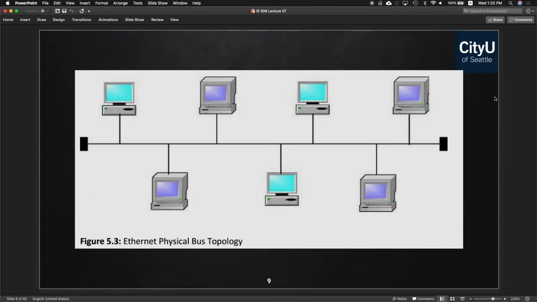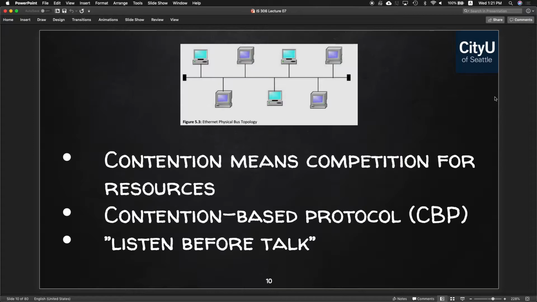We also enter again with the topologies, but let's give some different explanation this time around. With the bus topology, you do have a contention-based protocol. It's called CBP. And if you Google contention, it just means that it's competing for resources, because only one signal can pass at a time. That's why we have this phrase called listen before talk. So it's like when I'm talking, you guys stay silent for now, or else we can't really communicate at the same time. So think of it like that.